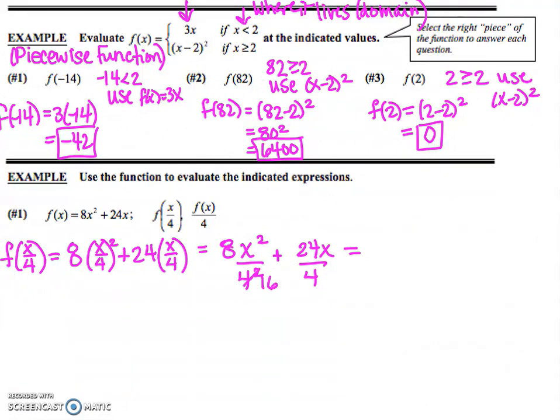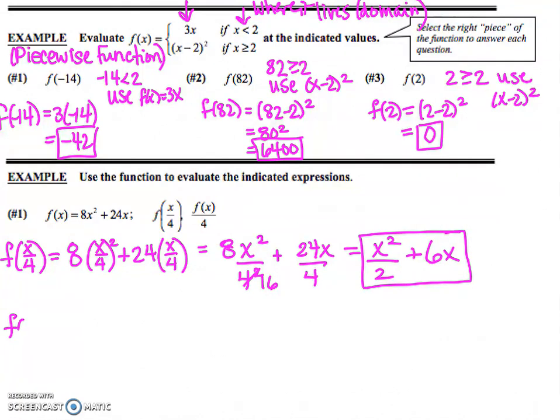So 8 over 16 is going to be equal to 1 over 2. So our first term is x squared over 2. And our second term, 24x divided by 4, is going to be equal to 6x. So final answer, x squared over 2 plus 6x.